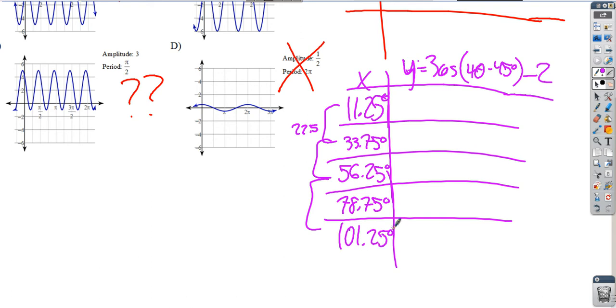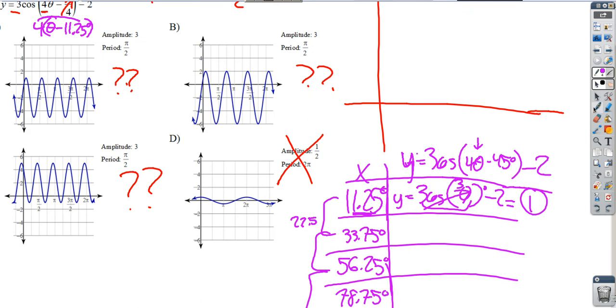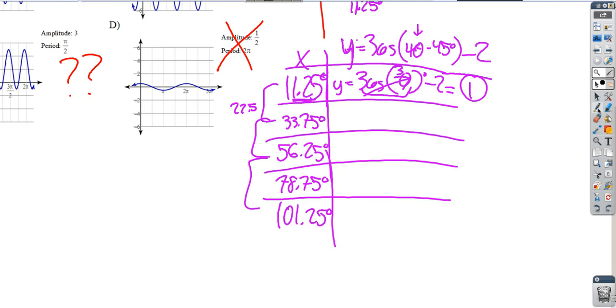And now how do we get these values? We plug them in like we've done before. So y equals 3 cosine. We know already when we plug this in here we were going to get 0 because we got that before. Cosine of 0 is 1, and 3 times 1 equals 3. 3 minus 2 is 1. So 11.25 degrees, comma 1. So let's plot that point right here. So here's 1, and I'm going to put that right there. 11.25 is not necessarily going to be drawn to scale, but there's 11.25 degrees. Okay. Next point, 33.75.